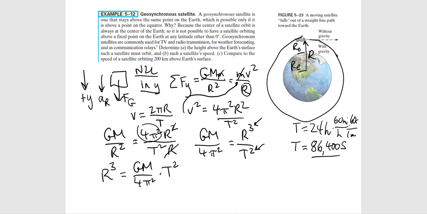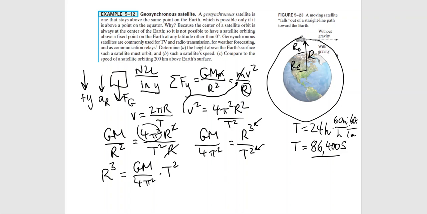6.67 times 10 to the minus 11. Mass of the Earth is 5.98 times 10 to the 24. All of these you can find. Divide by 4, and then I got to get my pi. Where's my pi? Give me a second. Oh, there it is. Pi, and then I got to square it, which will be, every calculator is different. Divided by, and multiply by 86,400. And then I take the cube root. 1/3, raise it. That's not right.